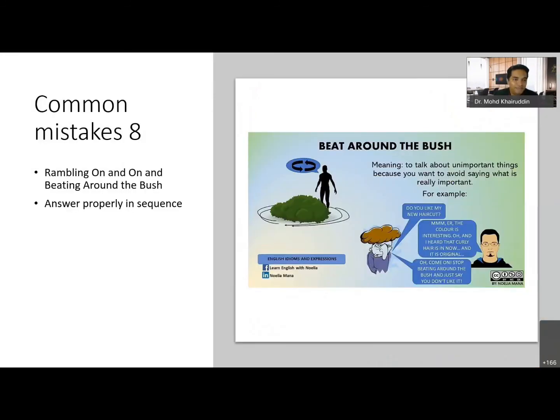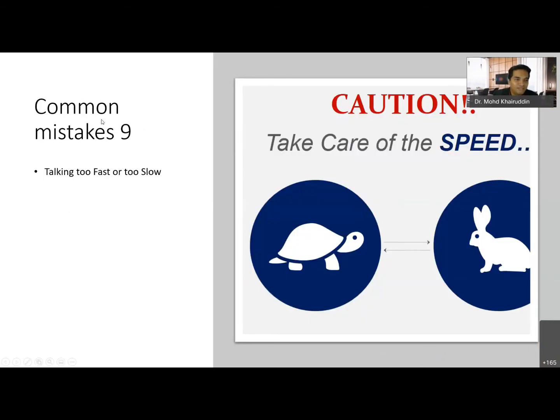Mistake number 8 is rambling on and beating around the bush. Answer properly, in sequence. Okay. Another common mistake is talking too fast or too slow. How do you evaluate this, since sometimes you cannot see your own presentation because you are too nervous? You have to do your own recordings, double check your performance with your friends, do a mock presentation with your lecturers, and ask for feedback. This is very important.